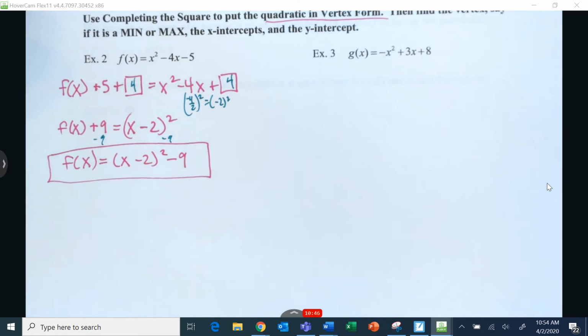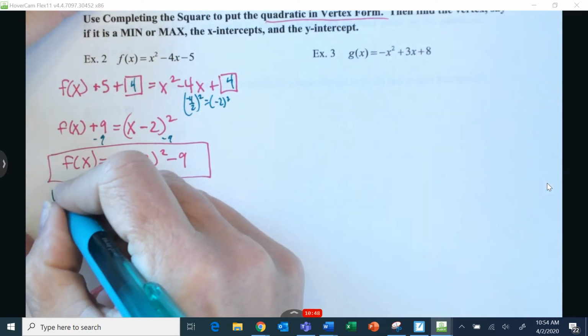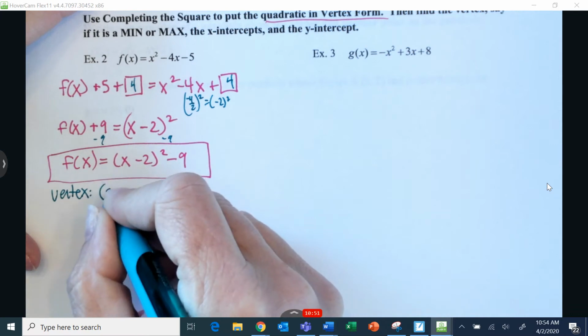All right, then we need to find the vertex. Okay, so the vertex would be at 2, negative 9.